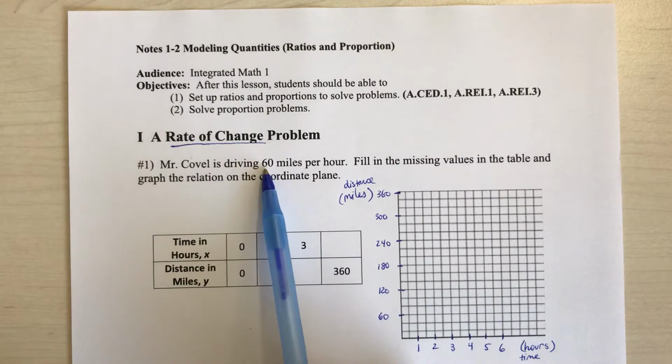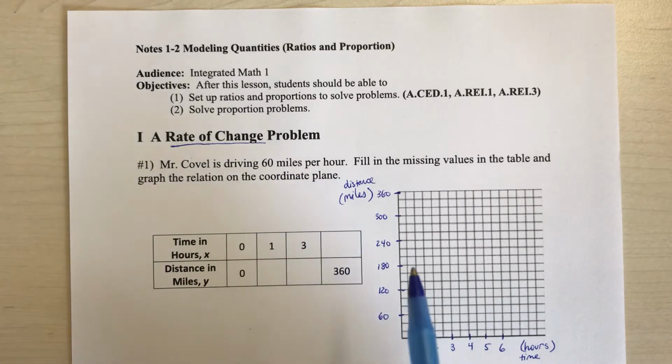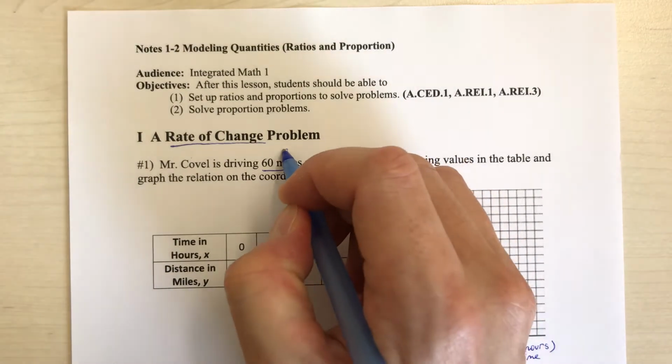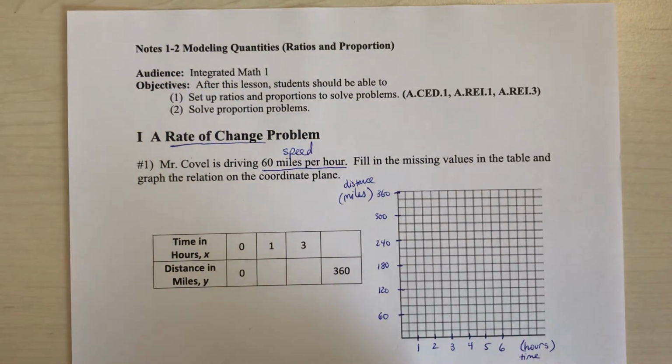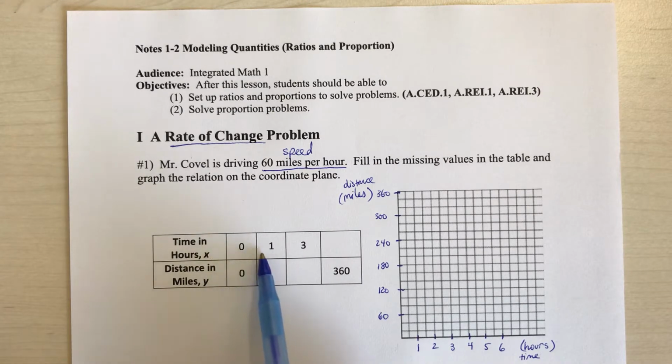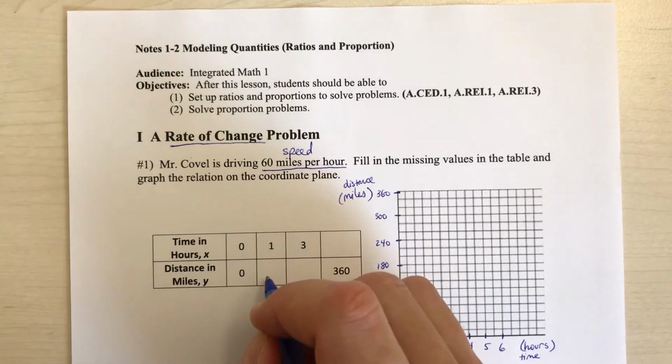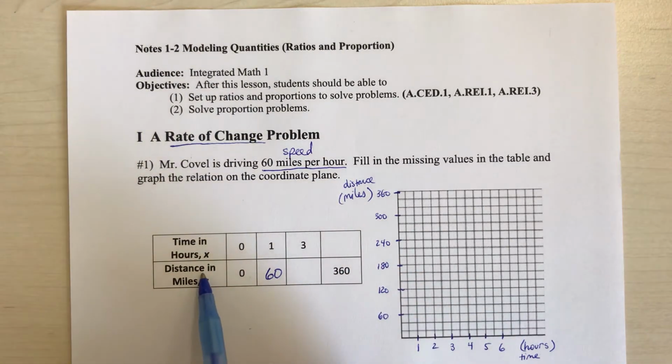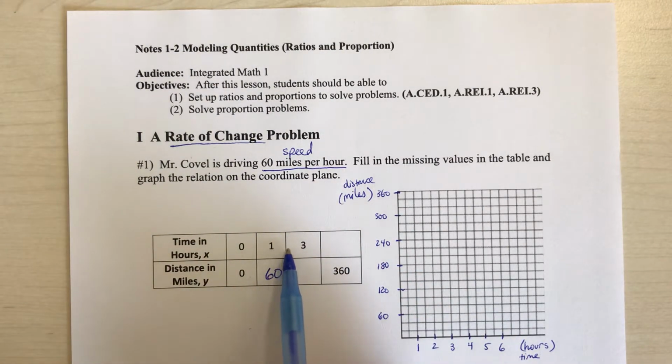So if he's traveling 60 miles per hour, if that's how fast he's driving, this is really telling us our speed or our velocity. If he drives 0 hours, that means he hasn't gone for any amount of time, then he's driven 0 miles. If he has gone for 1 hour, he goes 60 miles per hour, so 1 hour would be 60 miles. That would be his distance. Now notice that we skipped from 1 to 3 in the time. So we didn't put 2 hours here, but every hour he's going to travel 60 miles more.